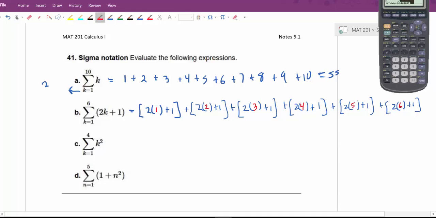Okay, does that make sense to everybody? K starts at a number and it just goes up by whole numbers. Okay, these things are called sequences. You'll learn a lot about this in calculus too.